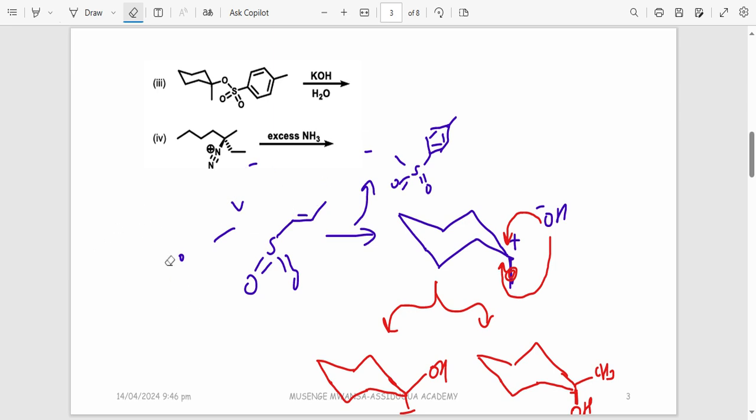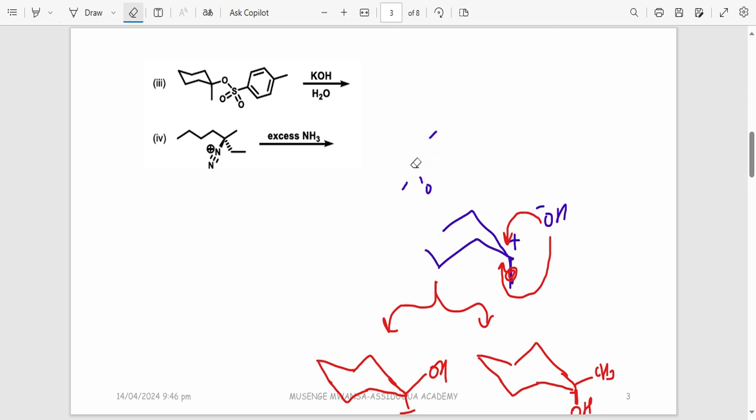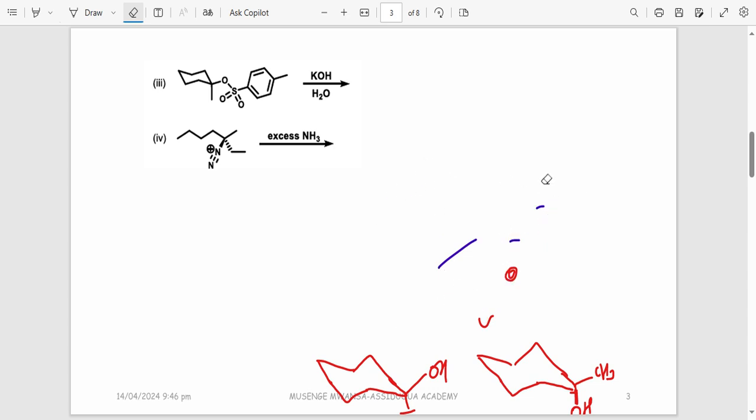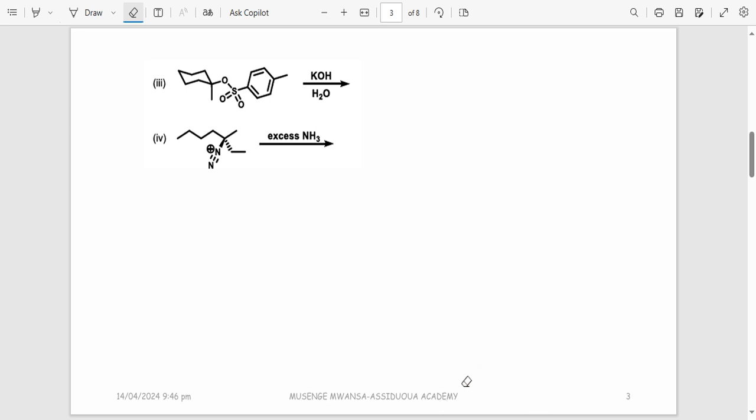Okay. And then the next one, number 4, you can see we have got our substrate, and then the nucleophile that we are using is in excess. And that should mean something. It means that it can react as many times as it can because it is in excess.